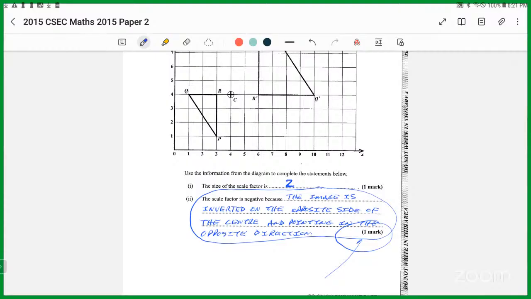Why is the scale factor negative? I've given you a statement on the must-know sheet, which is this exact statement. What you should say when the scale factor is negative: the image is inverted on the opposite side of the center. The image and the object end up on opposite sides of the center, and they end up pointing in opposite directions. That's why the scale factor is negative.